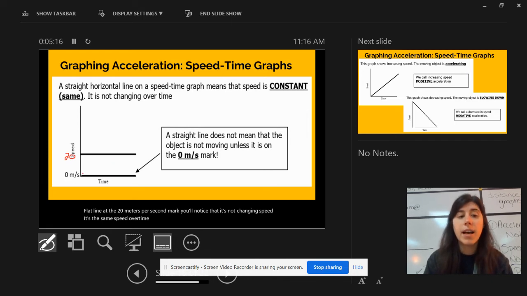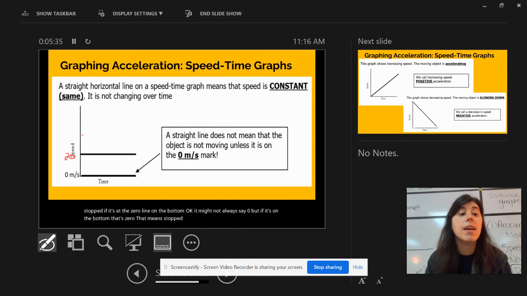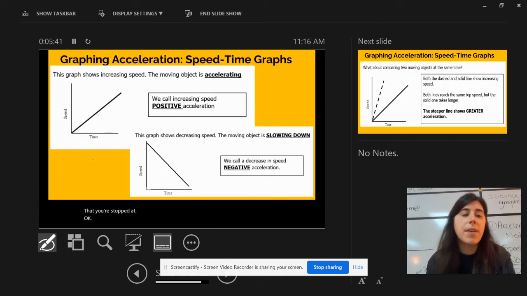Only a flat line at the 0 mark will only be stopped, because if you're at the same speed of 0, you're not moving. So a flat line will only mean stopped if it's at the 0 line on the bottom. Okay, it might not always say 0, but if it's on the bottom, that's 0. That means stopped. Otherwise, it's a constant speed of whatever speed that you're at. Okay? Then we have a line going up and a line going down.